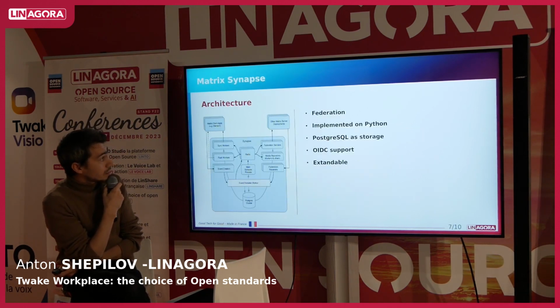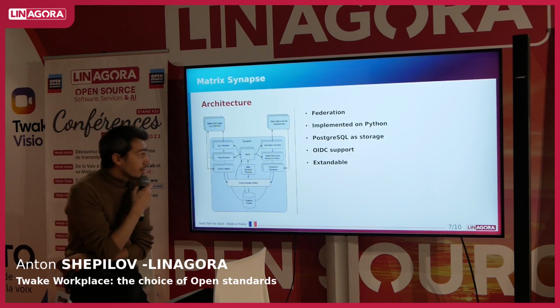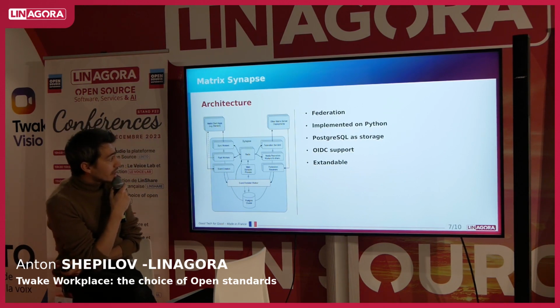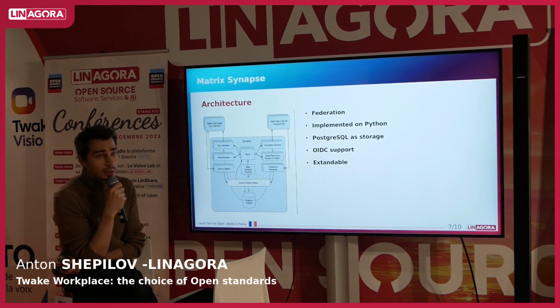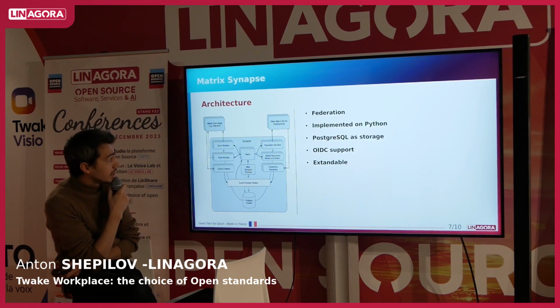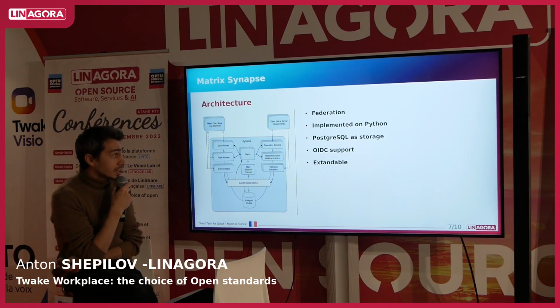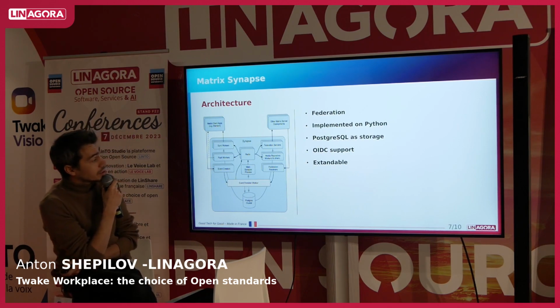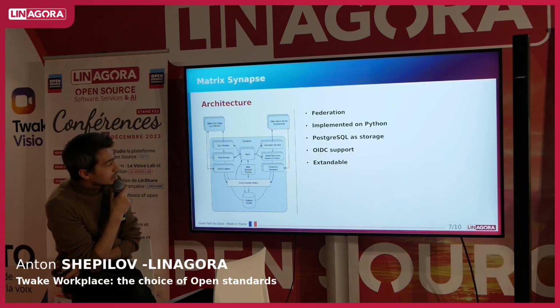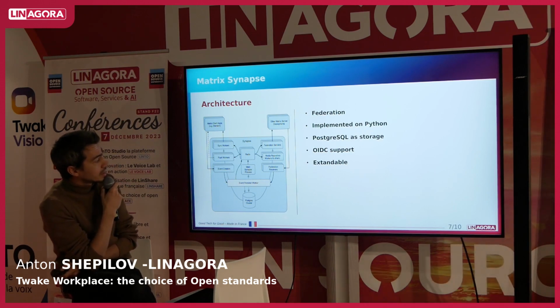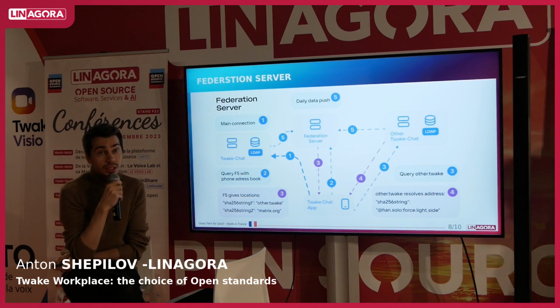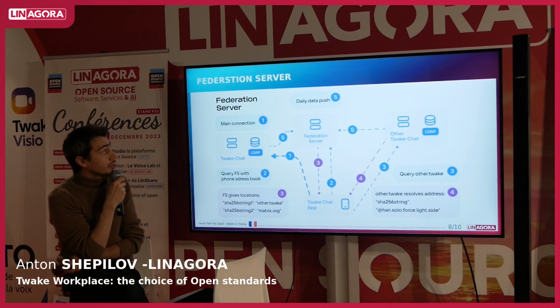So this is the architecture of the Matrix Synapse server. It's already developed, and for the Matrix protocol we took it as is, and we are developing only some improvements, except for the clients. It's a federation server implemented in Python, it uses PostgreSQL as backend storage, it supports OIDC, and what is very important, it is extendable. What we are doing is an extension for the Matrix protocol.